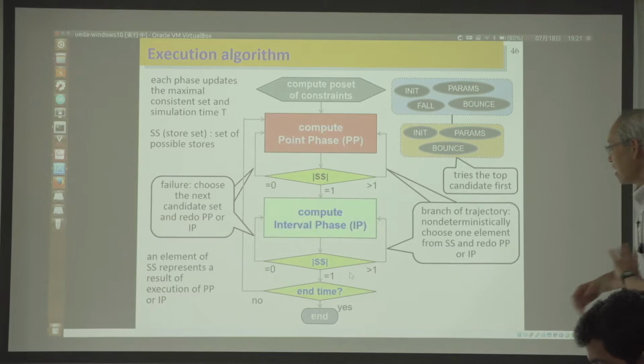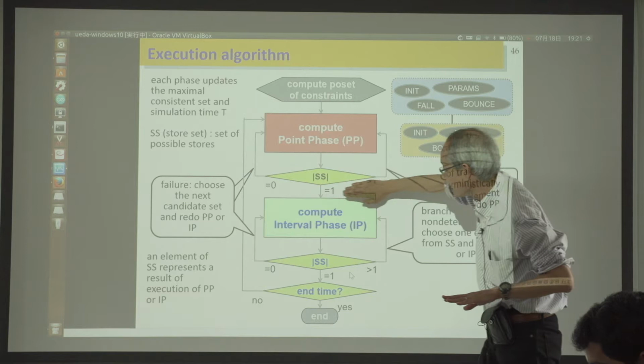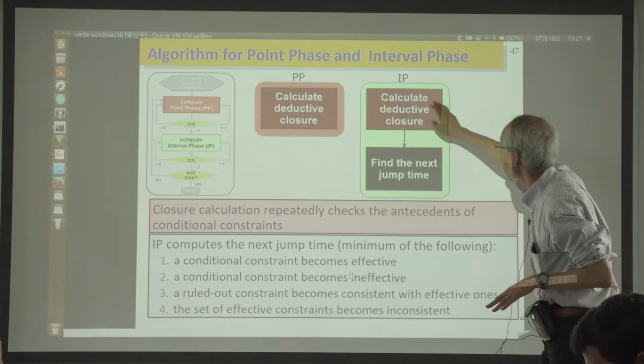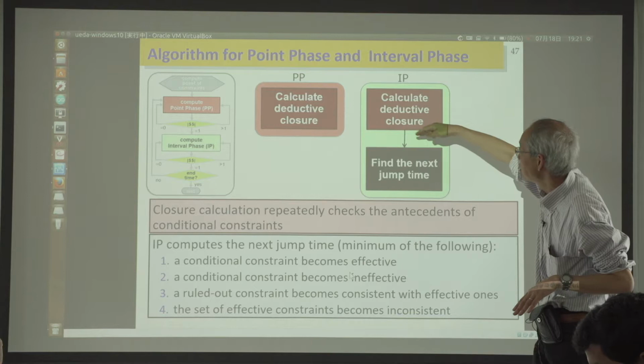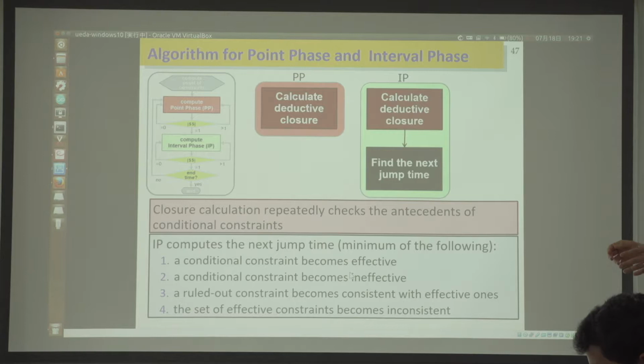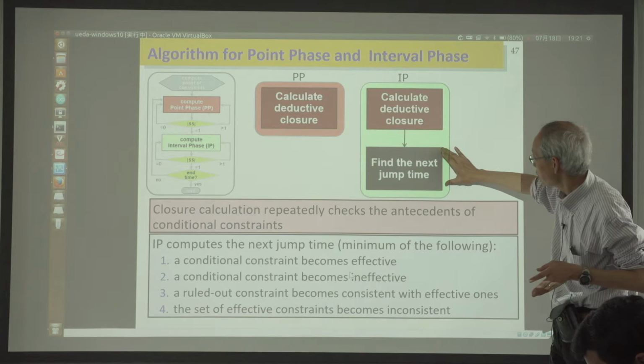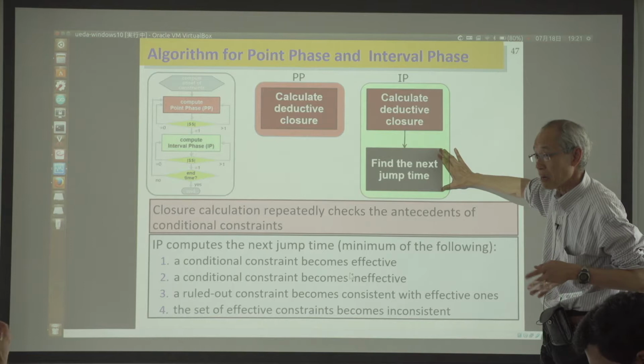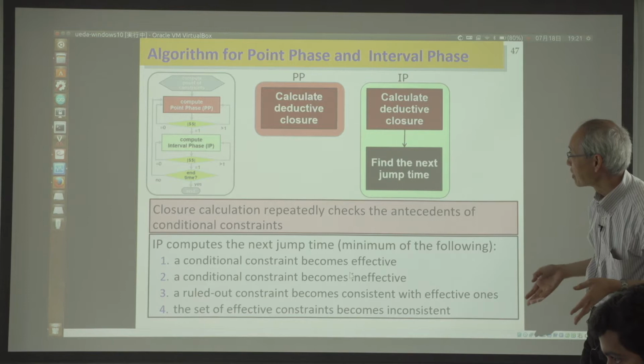So in the case of an interval phase, we first compute the deductive closure. We just unload all conditional constraints, and also solve the ODE. And after that, we try to find what will happen next. But this depends on the parameter values. So that's when and how the solution of this phase splits.